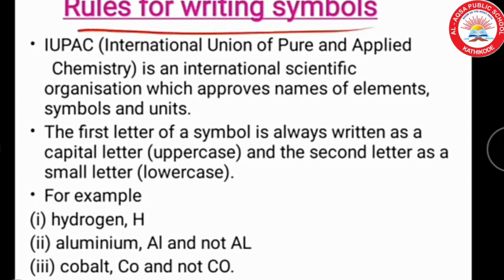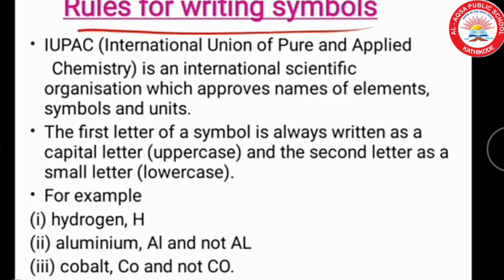Now we know the symbols. Next we have to study how we can write the symbols. Some rules are there. IUPAC is an international scientific organization which approves names of elements, symbols and units. The first letter of a symbol is always written as a capital letter and the second letter as a small letter. For example, hydrogen, only one letter is there, that H we have to write in capital.